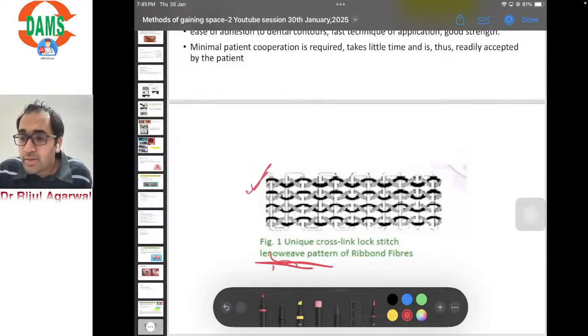The important thing is the indications, and where to give and where not to give space maintainers. So you just need to know that very well. And lastly, which type of space maintainer, I think you'll be able to do that very easily. The most important at this level, at graduation level, is where to give and not to give a space maintainer, because you get case history based or image based questions on these scenarios.